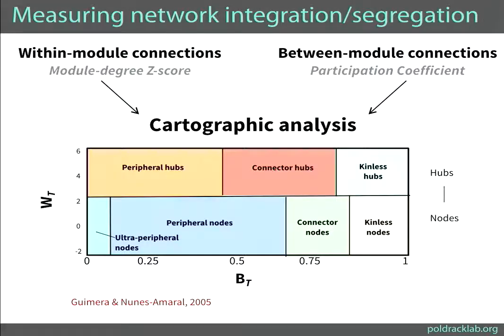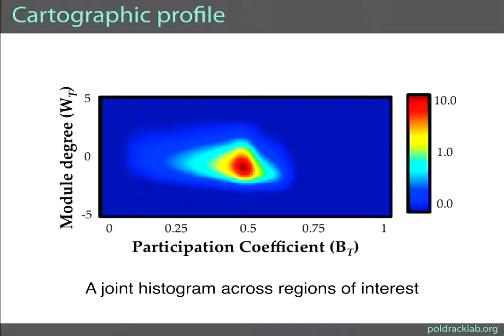Now, in network science, people often use what's called a cartographic analysis, where they compute those two numbers and then ask where you fall in this particular frame: are you a hub versus a node, hubs being more highly connected, and then what kind of hub are you? We were unsatisfied with that kind of qualitative distinction. So what we do in general is create what we call a cartographic profile. It's just a joint histogram where each entry is one of those 620 or however many nodes we have in the network, and we build up a histogram of the participation coefficient versus the module degree z-score. It gives us a characterization of where the network sits in terms of its overall integration.